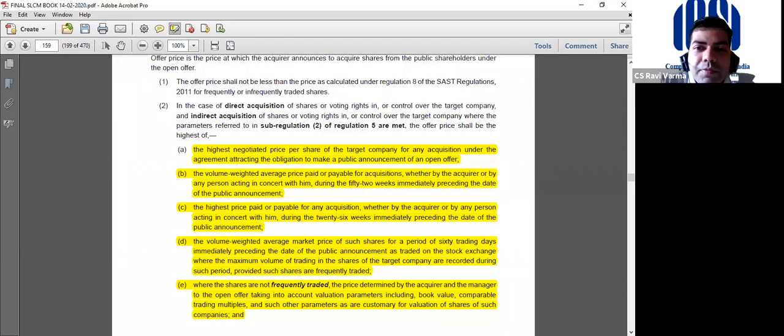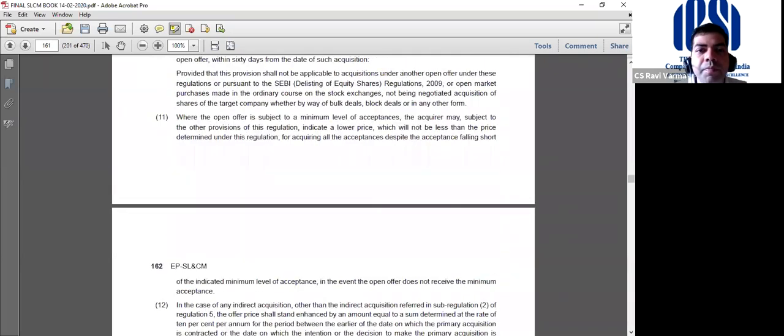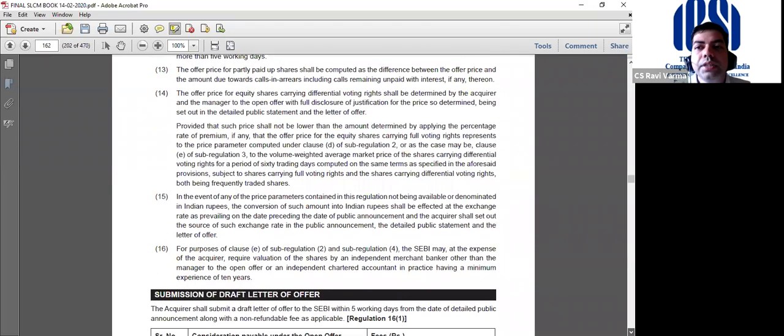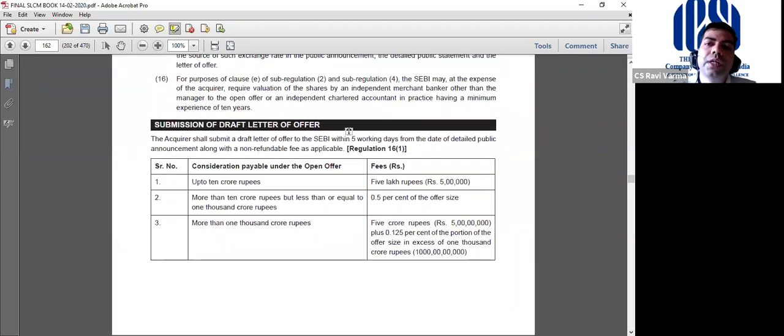So SEBI, by way of this formula, neutralizes the effect. Even if you have done this practice of making the price higher, by taking the volume weighted average market price, all these manipulations will be settled and a neutral price will be generated. This is the offer price calculation. Once you decide on the offer price, the next step is that you need to prepare a letter of offer and submit it to SEBI. Within how many days? After DPS, within 5 working days.